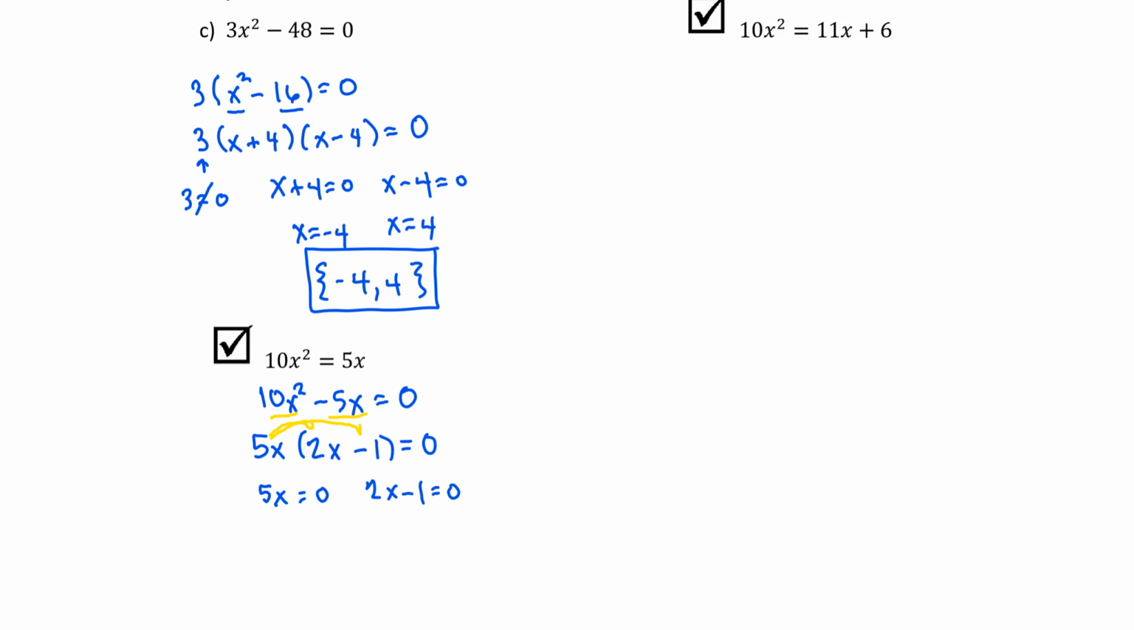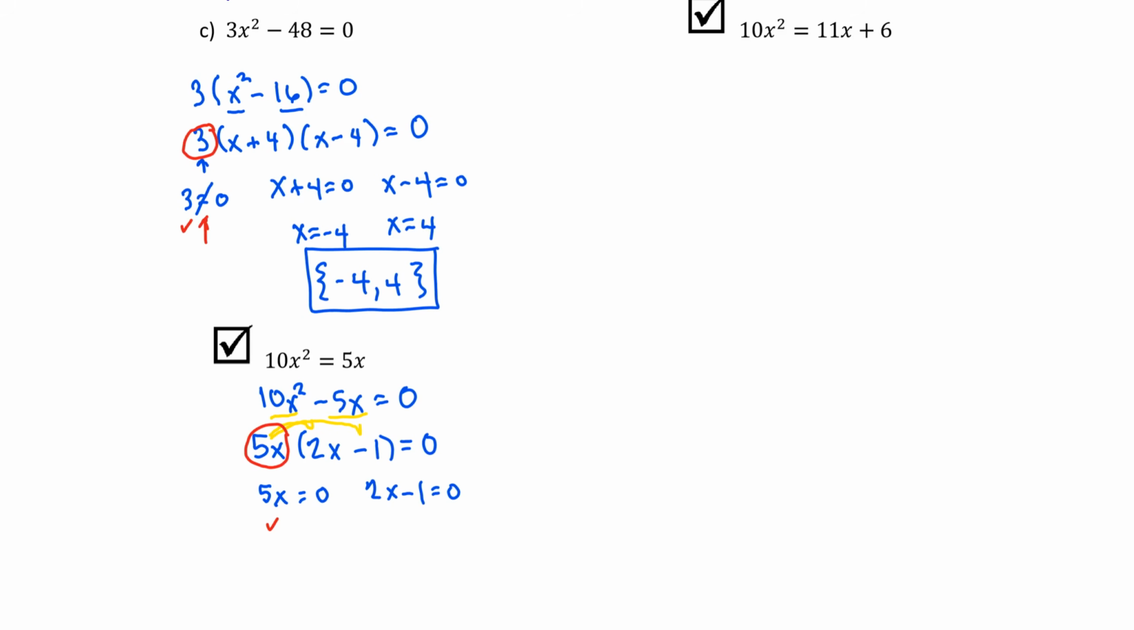Now, this one is different from the previous problem, okay? I want to draw your attention to this GCF and this GCF. They are different because the first one did not have a variable, but this one does have a variable. Remember, we said we do not get any information out of that greatest common factor.